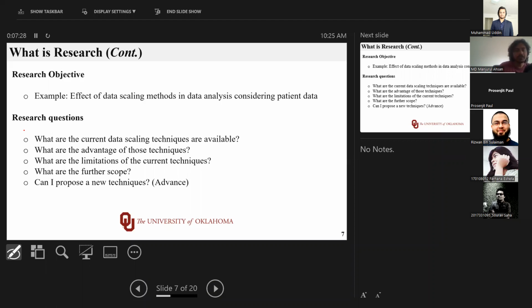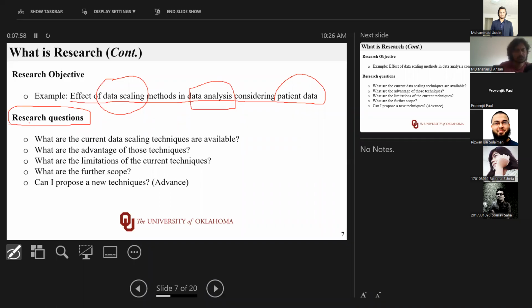There should be a research objective, that is what you want to achieve. Suppose this is the example: effect of data scaling method in data analysis considering patient data. So your objective is to understand how the data scale affects data analysis. So this is your objective. But to fulfill this objective, you need to justify some research questions. You have to come up with your own research questions.